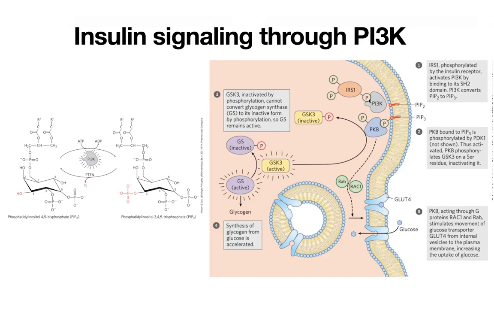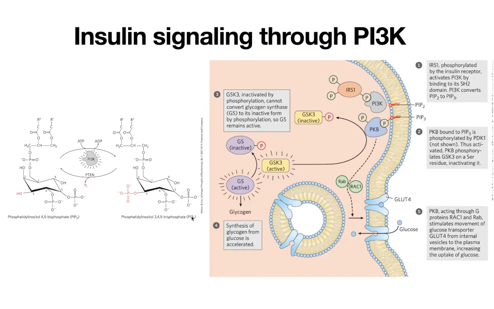It has an SH2 domain that's able to bind to the phosphorylated IRS1 and get activated. Once activated, here it can basically phosphorylate PIP2. PIP2 is phosphatidylinositol 4,5-bisphosphate, which is one of our phospholipids. PI3K is basically able to phosphorylate that to give you PIP3.